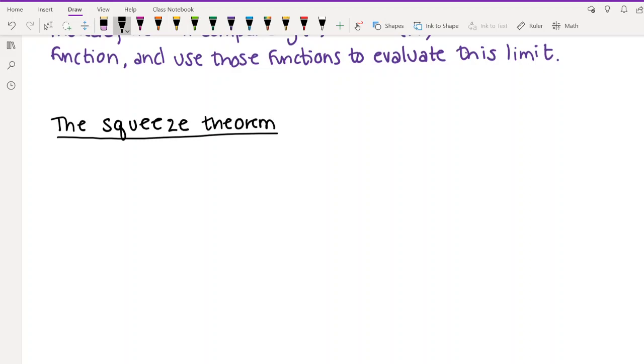So the Squeeze Theorem says, if you have a function, so let's say you're trying to find the limit as x approaches some number of a function g of x. If you can find another function f of x that is less than or equal to g of x, and then another function h of x that is greater than or equal to g of x.